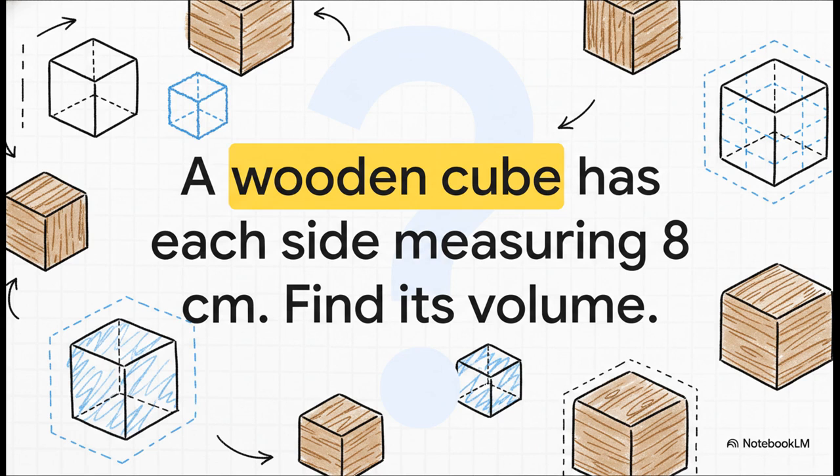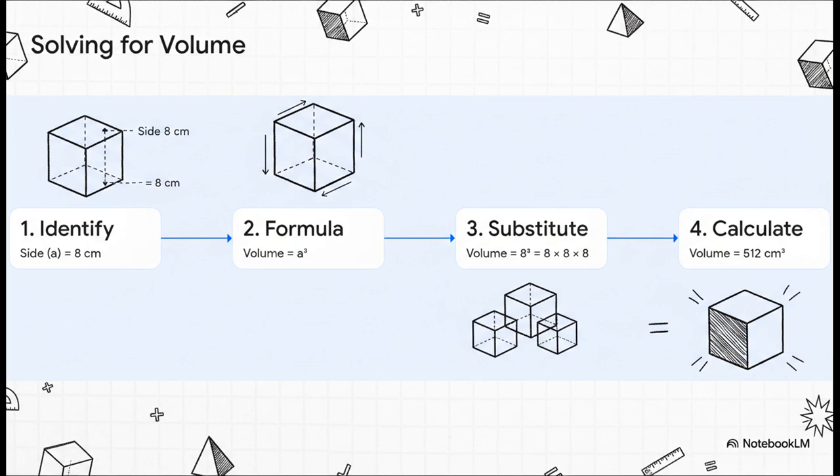All right, theory's great, but let's put it into practice. We've got a wooden cube, and each side is 8 centimeters long. The question is, what's its volume? How much space does this thing actually occupy? This is super straightforward. Let's walk through it.